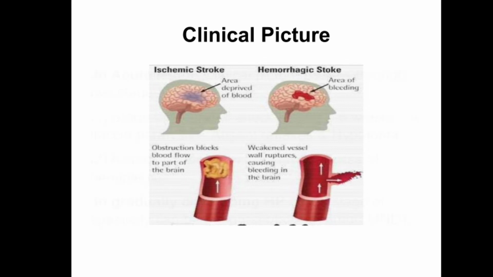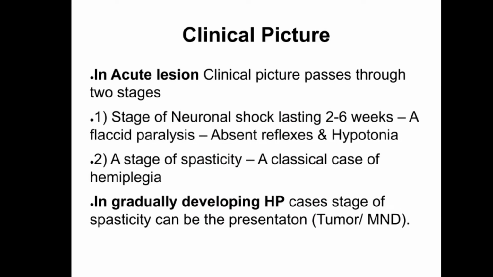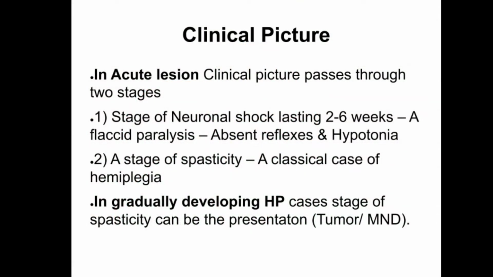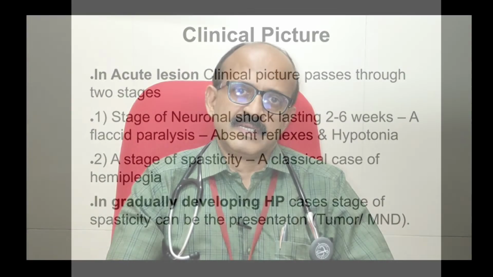Then, the clinical picture in acute lesion. Most of the patients come to the ward with stroke, but the features will be of lower motor neuron type. That means weakness will be flaccid and complete, reflexes will be absent, tone will be hypotonia. This is classically mentioned as the lower motor neuron pattern, but this occurs when there is a neuronal shock which can last up to 2 to 6 weeks. So an upper motor neuron lesion can present as a lower motor neuron pattern when the patient is in neuronal shock.